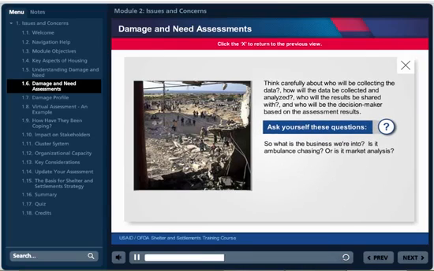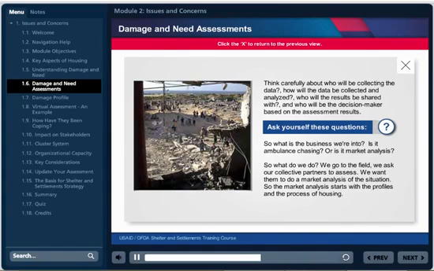So what is the business we're into? Is it ambulance chasing, or is it market analysis? So what do we do? We go to the field. We ask our collective partners to assess. We want them to do a market analysis of the situation. So the market analysis starts with the profiles and the process of housing.